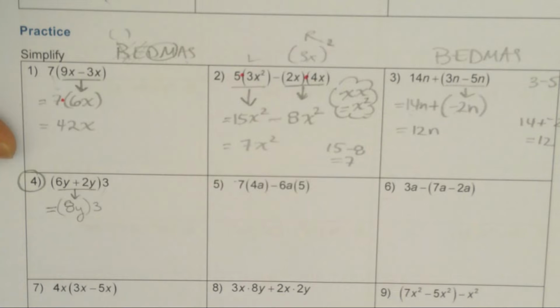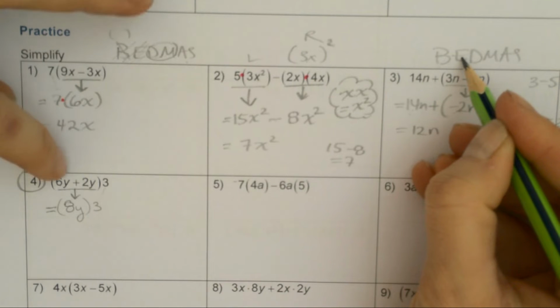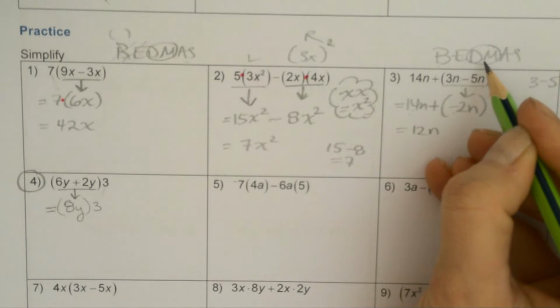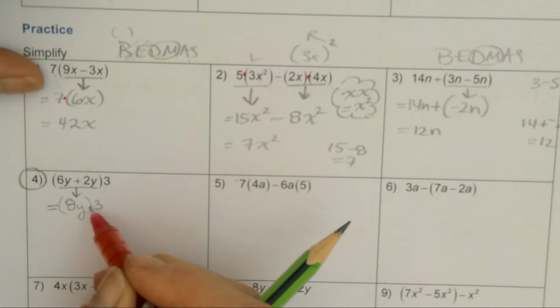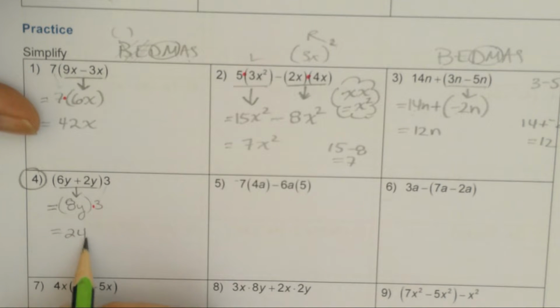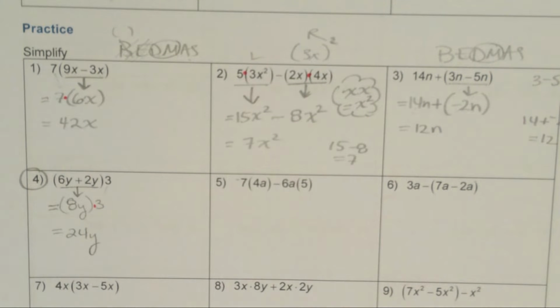Okay, so I did inside my brackets. Exponents, no, I don't have any exponents. Divide and multiply, I don't see any. But if I have a number touching a bracket, that really means multiply. So 8 times 3 is 24, and I have a y. Okay, let me make this not so fuzzy.